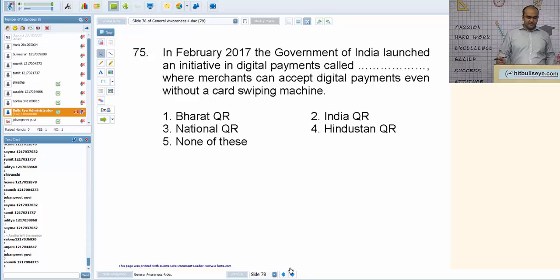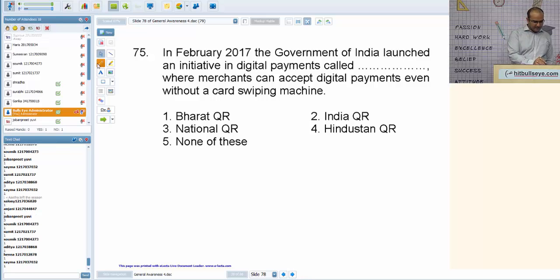Next, in February 2017, the Government of India launched an initiative in digital payments where merchants can accept digital payments even without a card swiping machine. Again, a very important question. This initiative is called Bharat QR. QR of course stands for those dot matrix type codes that you see. QR is an acronym for quick response.